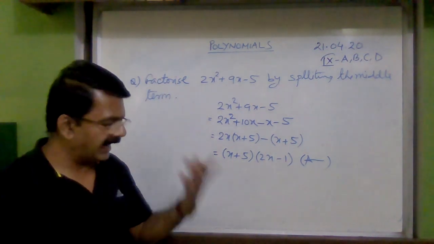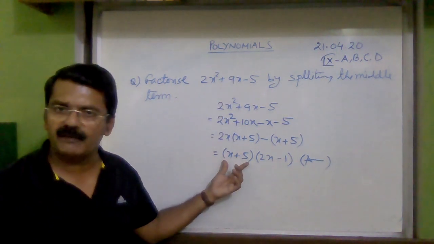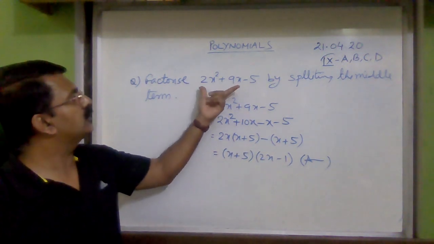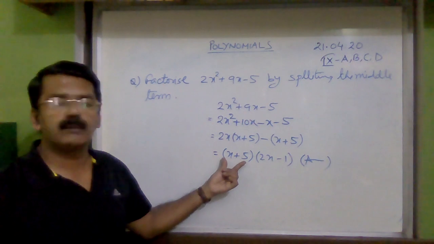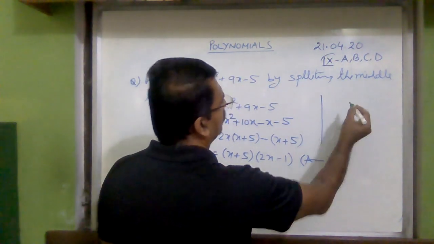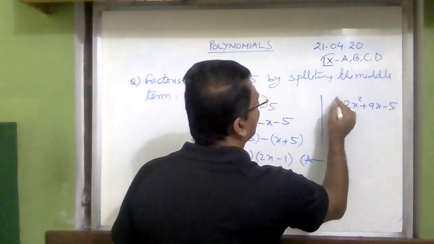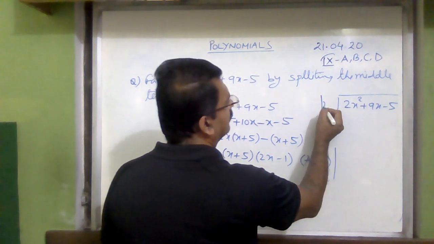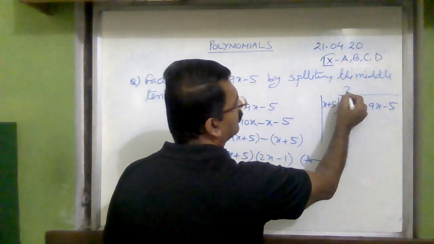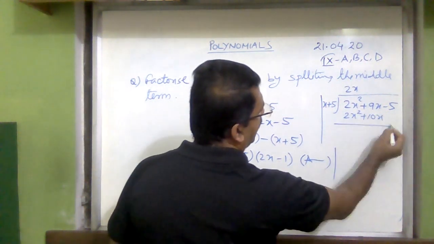Now what I want to tell you, as you can see, the given expression has x plus 5 as a factor and 2x minus 1 as another factor. Now we are going to divide that given expression by one of its factors, say x plus 5. So when we divide 2x square plus 9x minus 5 by x plus 5, what happens? Here it is 2x square and that is x only, so we have to multiply it by 2x. So 2x square plus 10x, subtract.